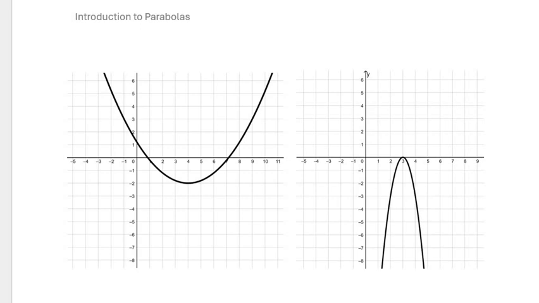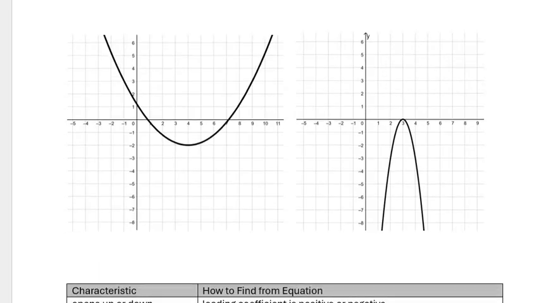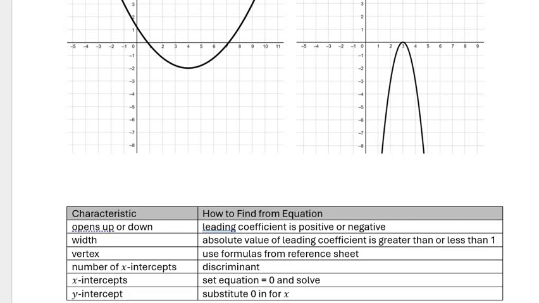In this video, we're going to be looking at graphs of parabolas, specifically whether the graph opens up or down, and that's determined by whether the leading coefficient is positive or negative. We're going to be looking at the width of the parabola, and that's determined by the absolute value of the leading coefficient.